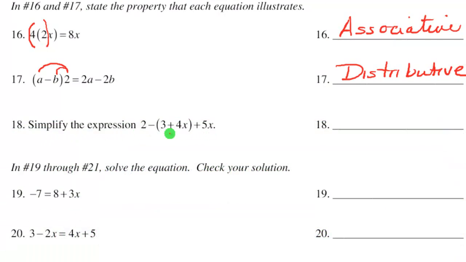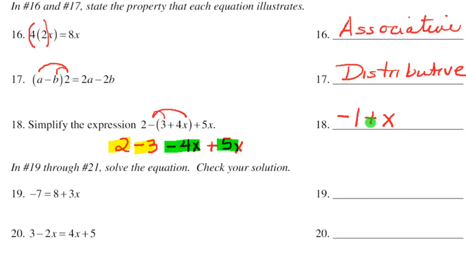All right, we're going to use the distributive property here to simplify this expression. That negative in front of that parentheses is like having a -1 that you're going to multiply throughout. So it's going to change both signs in the parentheses only. You notice I wrote -3 and -4x. And now we are going to add the like terms. So the 2 and the -3 are like terms, and 2 minus 3 is a -1. And the -4x and the 5x are like terms. -4x plus 5x is 1x. So -1 plus x is our answer.